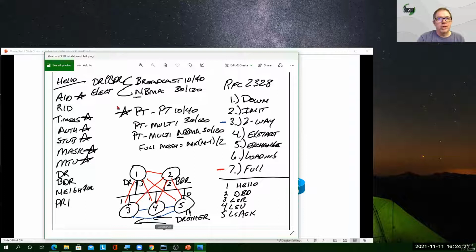And the point-to-point does not go through the DR BDR election process. So while in application, it probably doesn't make a whole lot of difference as to how fast they'll reconverge, it's just proper for you to not do the DR BDR process unless there's more than 2 routers on the link. So I'll go into my interface here and I'll say ip ospf network point-to-point to force them into this point-to-point mode.